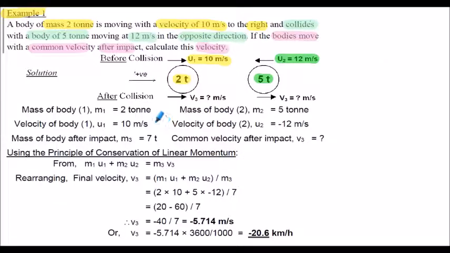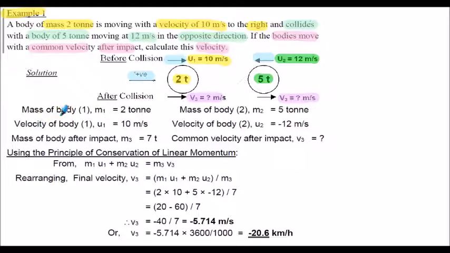Notice the positive direction shown is from left to right. So body 1 is moving with a positive velocity, but body 2 will be moving with a negative velocity. After the collision, both bodies have the same velocity. I've called it V3 here.